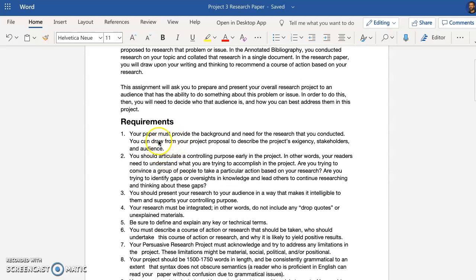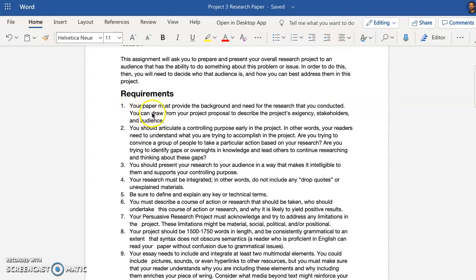Okay, so number 1, your paper must provide the background and need for the research that you conducted, etc. Now, this is a section where you can bring in exigency and stakeholders and audience and all that, and you could have little subheadings for maybe each of those.